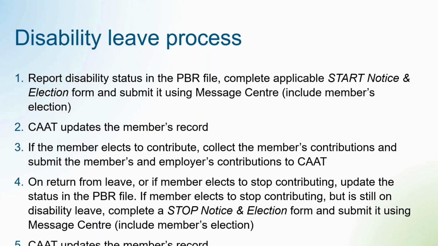If the member elects to contribute, you will collect the member's contributions and submit the member and employer contributions to CAT. When the member returns to work, report the updated status to the plan in your payroll-based reporting file. If the member elects to stop contributing but is still on disability leave, report the status update in the payroll-based reporting file and submit the completed stop notice and election form to CAT.